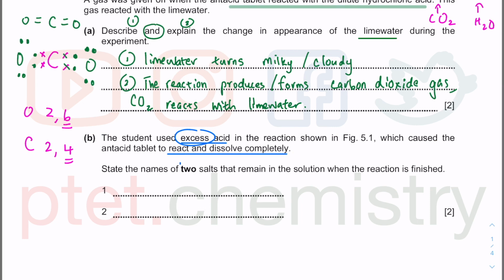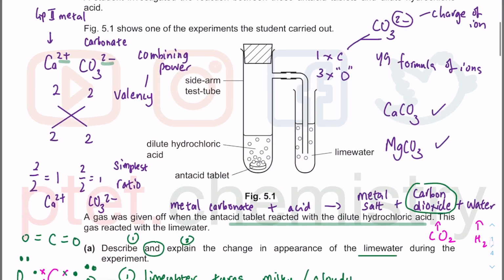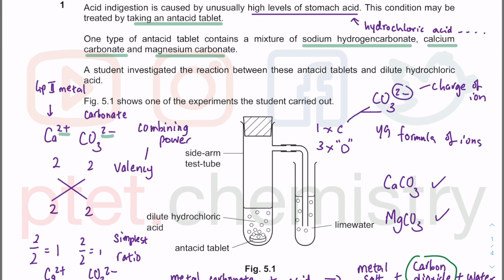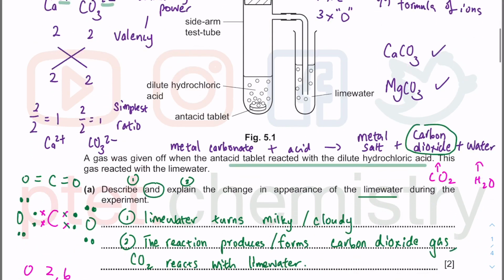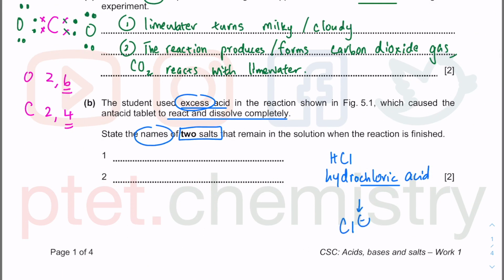State the names of the 2 salts. You want the salts. So the salts came from the reactions of acid and the carbonate. You have the calcium carbonate, which will give you the calcium chloride because you started from hydrochloric acid. So HCl is what you call hydrochloric acid. The hydrochloric acid is going to give you Cl minus salt. This is called chloride salt.